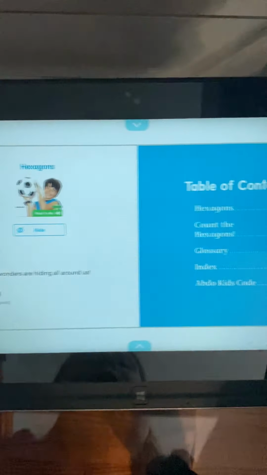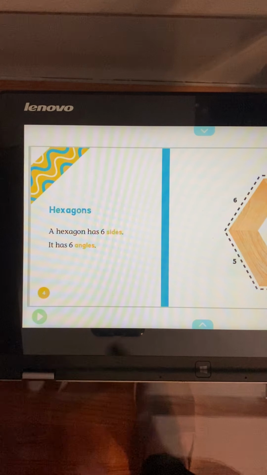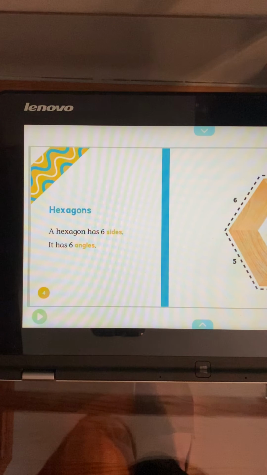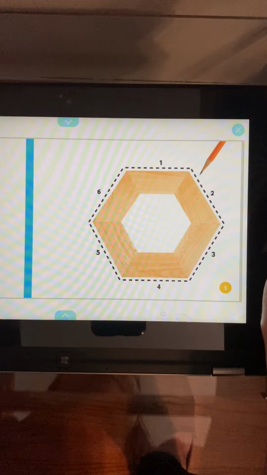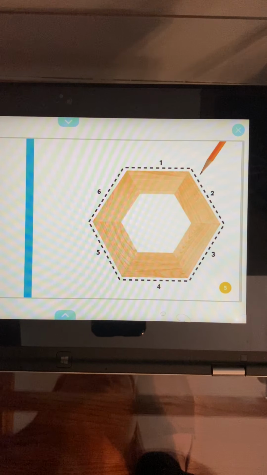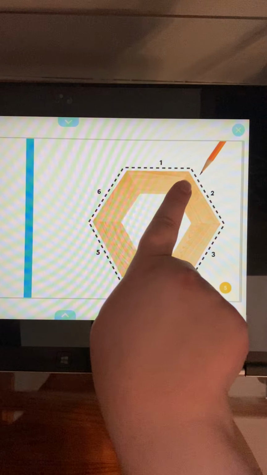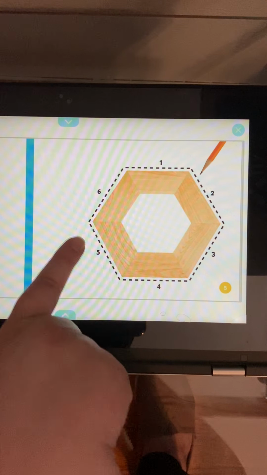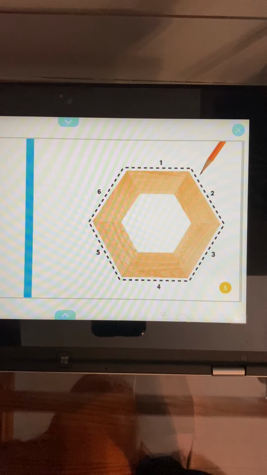This book is called Hexagons. A hexagon has 6 sides. It has 6 angles. Remember, an angle is a corner or a vertex. So let's look at this. Do you see the 6 sides? This one says 1, and there's 2, 3, 4, 5, 6. 6 sides. There's also 6 vertices. Do you see the 6 vertices or the 6 angles?